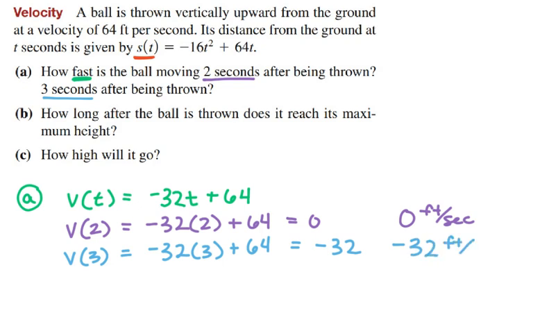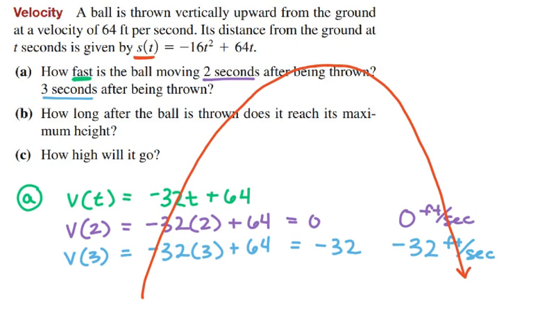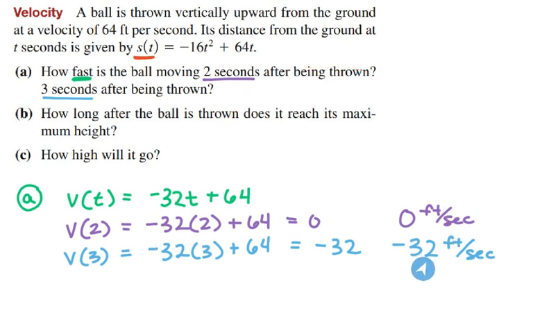So thinking about what we're looking at here, at 3 seconds, we have a negative velocity. What does that mean this ball is doing? That means we started traveling up, right? We were traveling up. We eventually had a velocity of 0, and then we started traveling back down. So if we think about negative 32, we must be on our descent. It has already reached its maximum. Let's look at the next piece here.